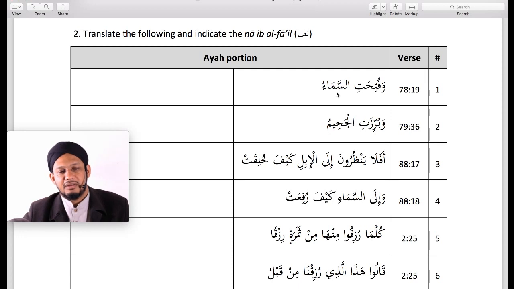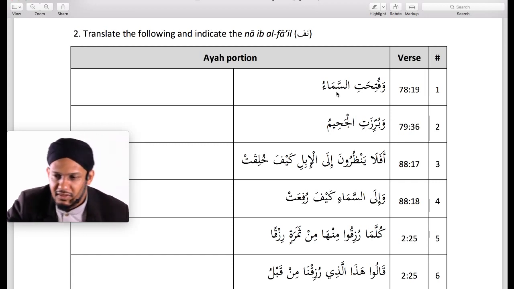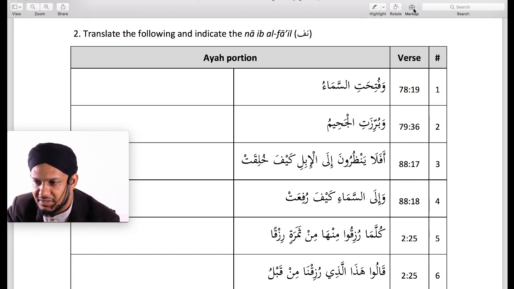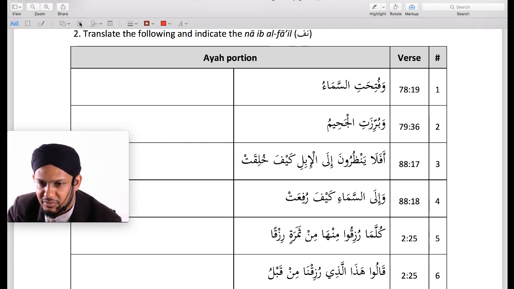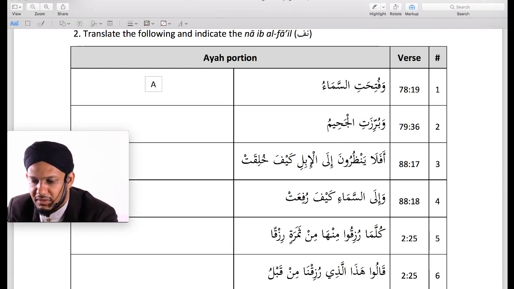Wafutihat is-sama. What was opened? I see a few people saying "is open." It's past tense. Was opened. Tuftahu is present tense. So what was opened? The sky, as-sama, and the sky. So if I translate this here, it's going to be: and the sky was opened.